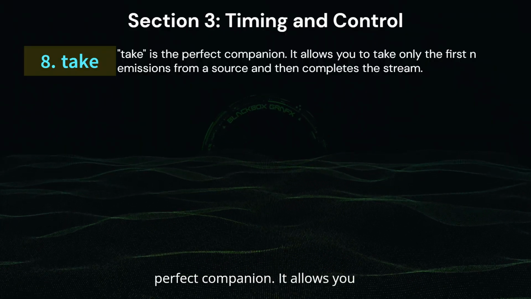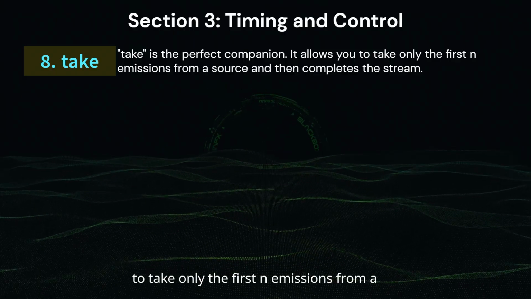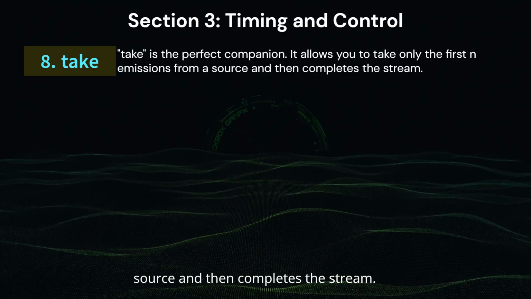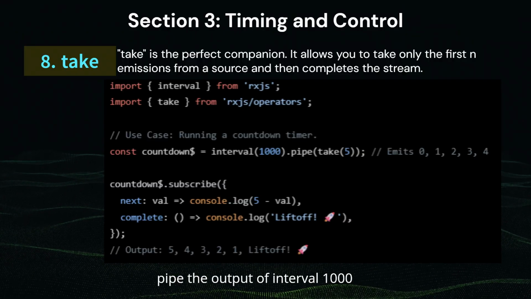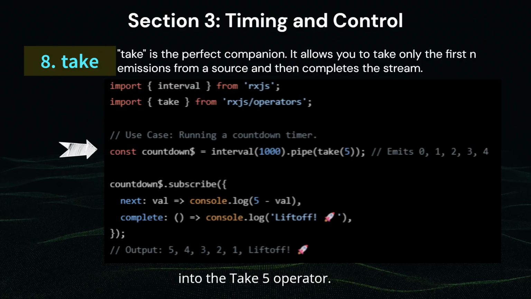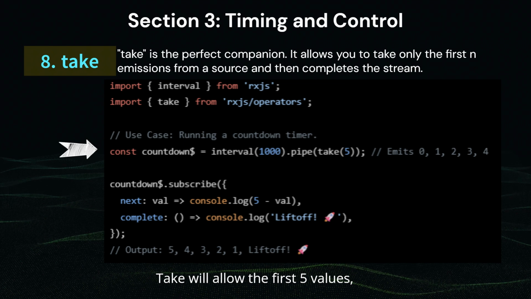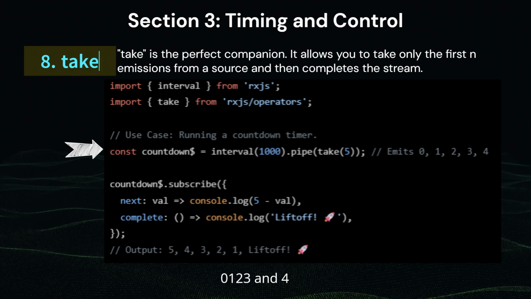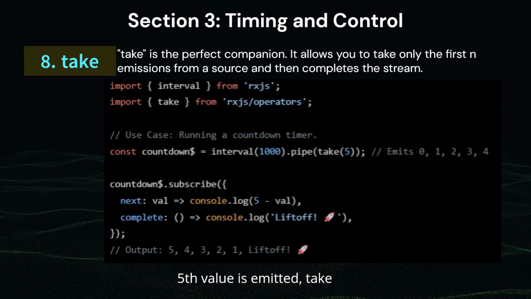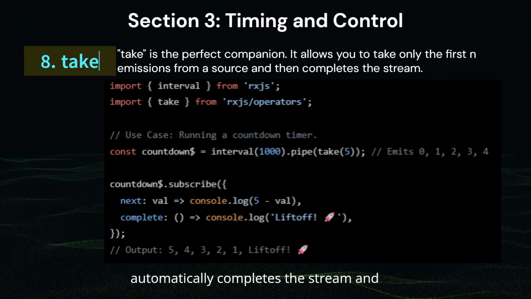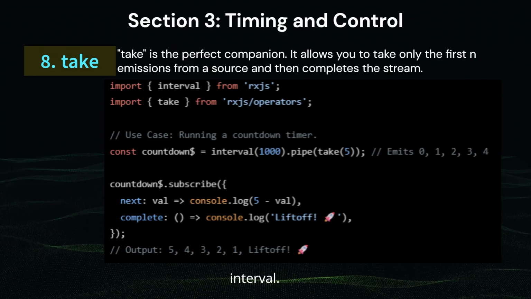Take is the perfect companion. It allows you to take only the first n emissions from a source and then completes the stream. In the given example, here we pipe the output of interval 1000 into the take 5 operator. Take will allow the first 5 values, 0, 1, 2, 3 and 4, to pass through. As soon as the fifth value is emitted, take automatically completes the stream and unsubscribes from the underlying interval.